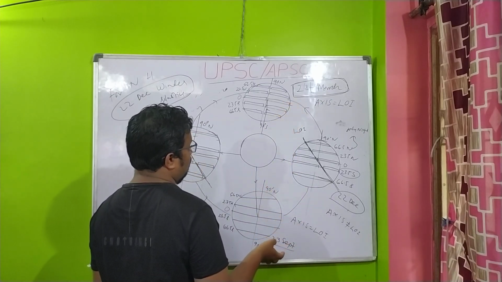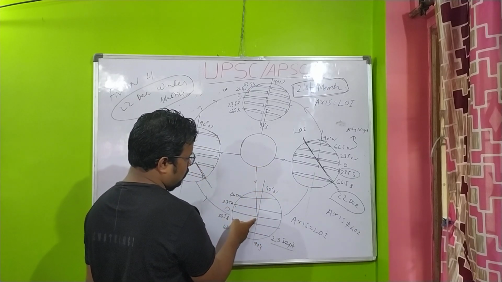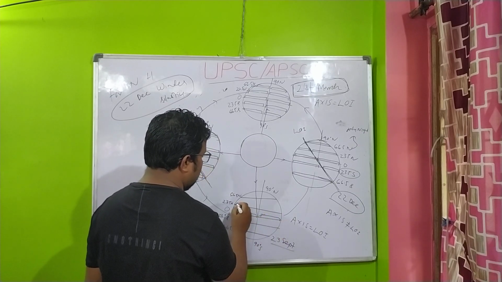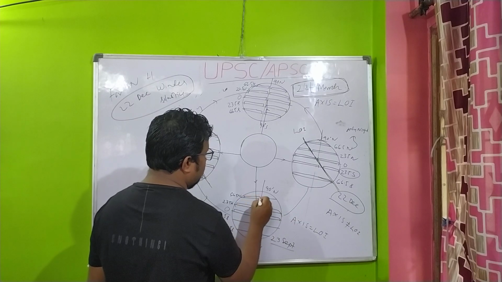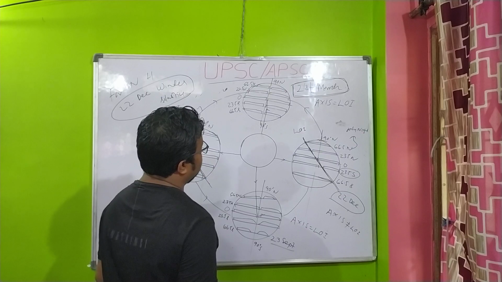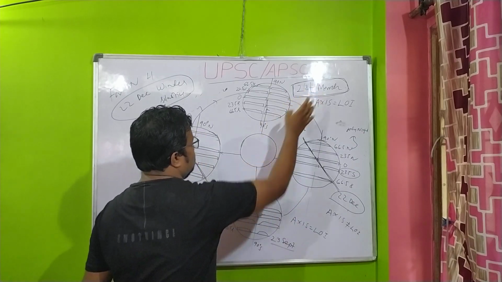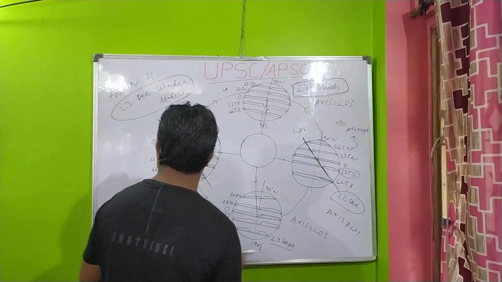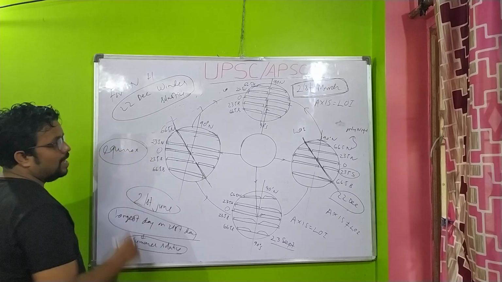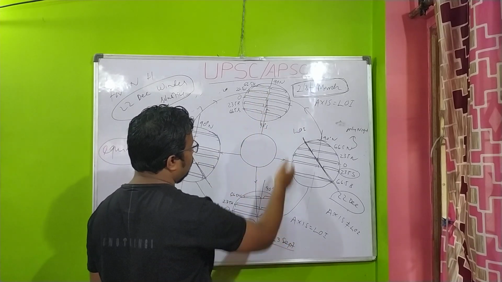Similarly on 23rd September also sunlight is falling perpendicular to the equator, and here also equal day, equal night, the same thing. That's why 21st March and 23rd September are said to be the equinox. These days are said to be the equinox because days are becoming equal to night. Everything is the same here.